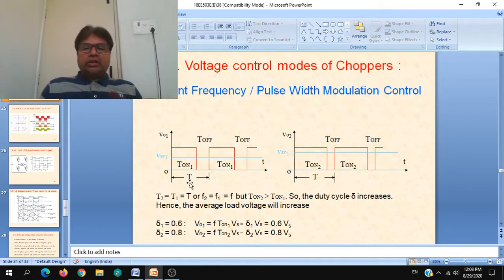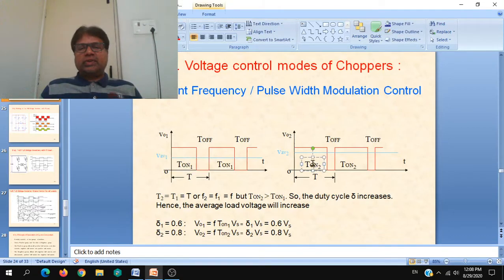Keeping the time period constant in both cases, now you are increasing the turn on time when compared to the first case. The second case has more turn on time, so the duty cycle will be more in the second case. Turn off is decreased in the second case. As T is constant, delta will be more in the second case, so the average load voltage is more when compared to the first case. So as delta is more in the second case, the average load voltage is more in the second case.